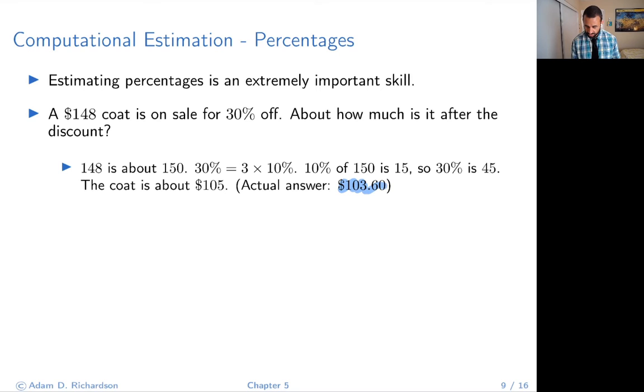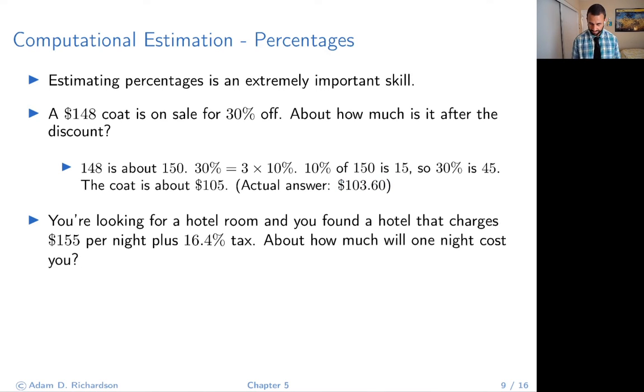Oh yeah, so here you go. The actual answer is 103.60. So my estimate of 103 in the previous slide was very, very close, only 60 cents off.